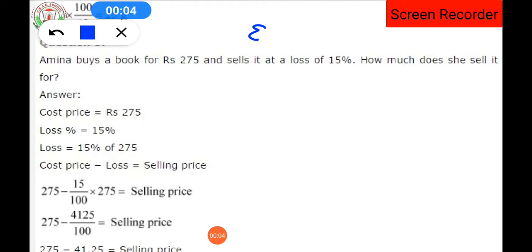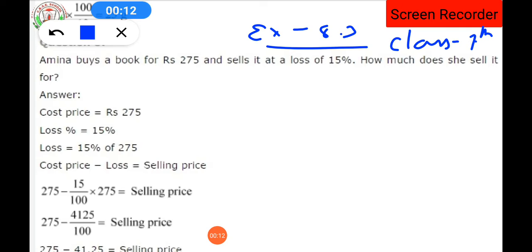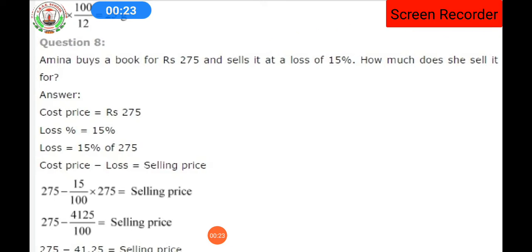Here we are going to see exercise 8.3 from class 7th NCERT book, chapter 8, that is comparing quantities. In the previous video we had completed the explanation of exercise 8.3 from question number 1 to question number 7. So here we are going to see the question number 8 explanation.